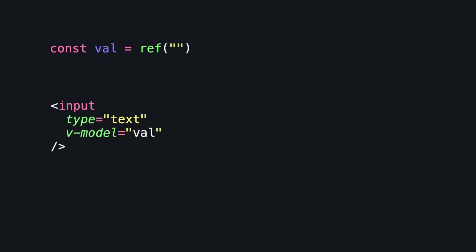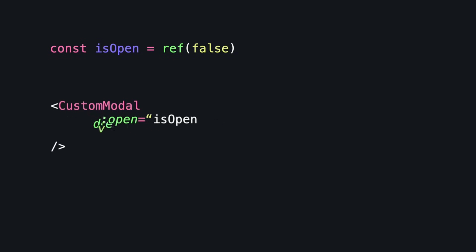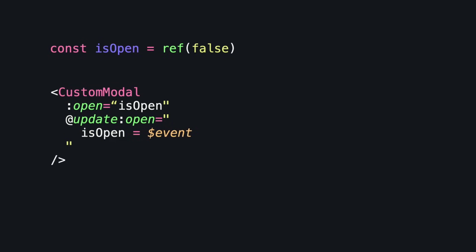One of Vue's most useful features is vModel. It creates a two-way data binding between a ref and an input, but can also be used between components. Using vModel on a component is the same as passing a ref as a prop and listening for an update event to change our original ref.